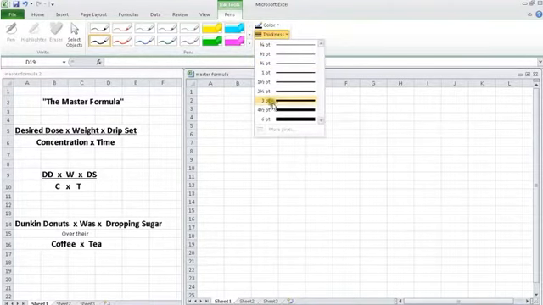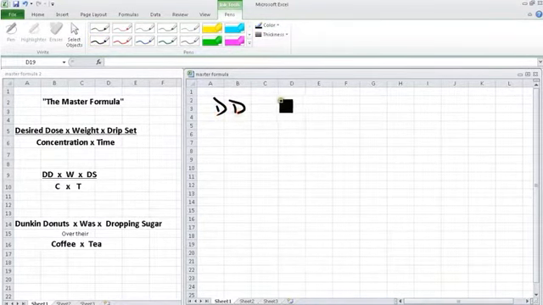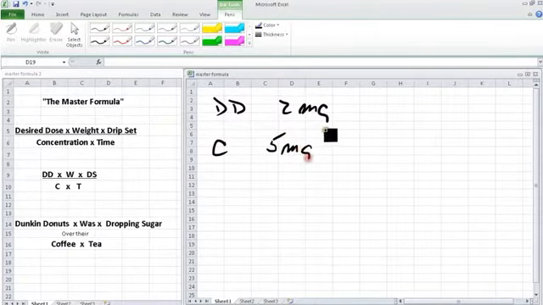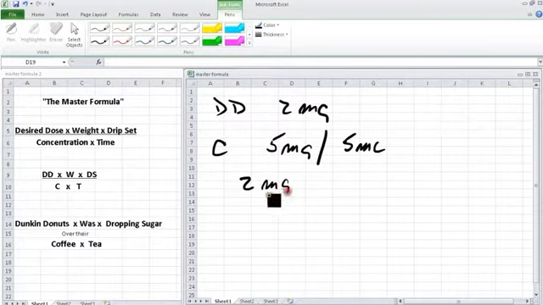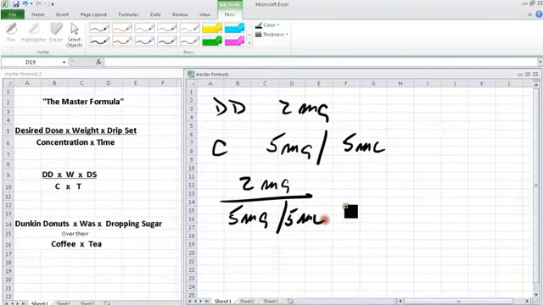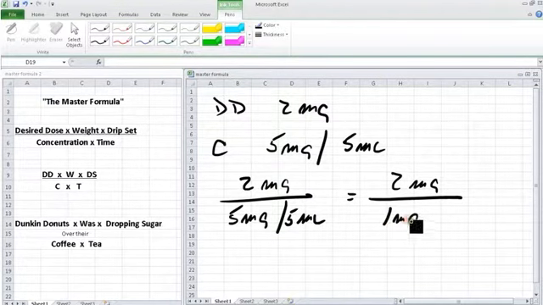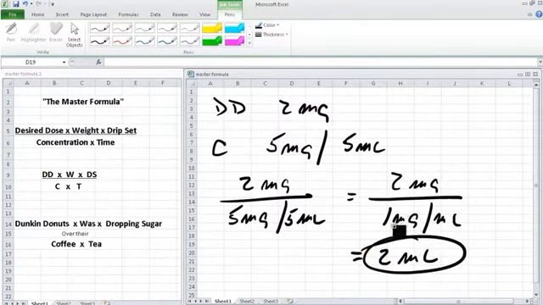Well, the desired dose is 2 milligrams of Versed. And Versed comes in containers, vials, that have 5 milligrams in 5 milliliters. So, DD divided by C, 2 milligrams over 5 milligrams in 5 mLs equals 2 milligrams over 1 milligram per mL. And this one works out pretty easy. We have 2 milliliters as the answer.